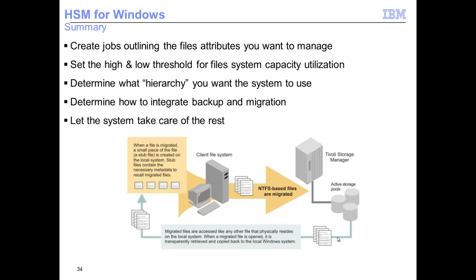In summary, HSM for Windows does migration a bit different from our space management on UNIX environments. The first step you're going to do is create some jobs that combine the attributes you want to do file migration on. This can include things like the size of the file, attributes, file names, file types. You then will set a high and low threshold for the file system. You can determine where in the TSM server you want to send these migrated files.